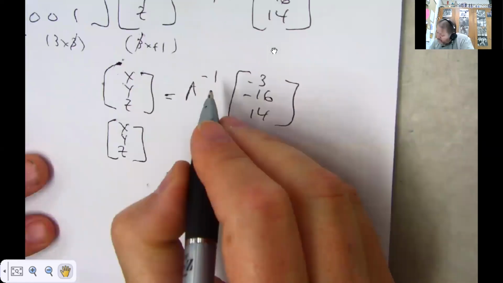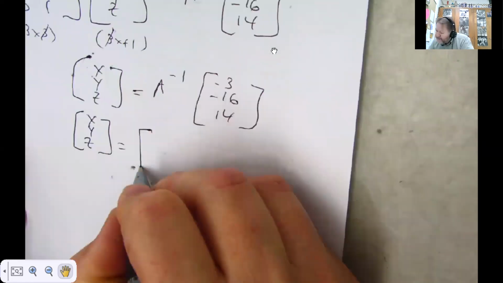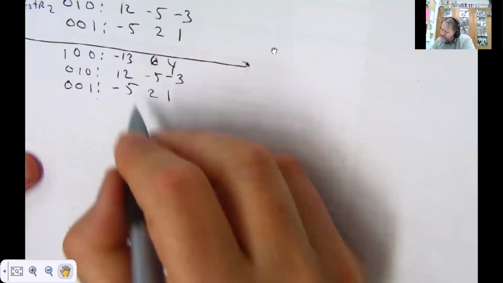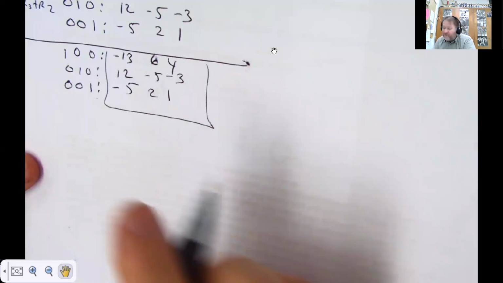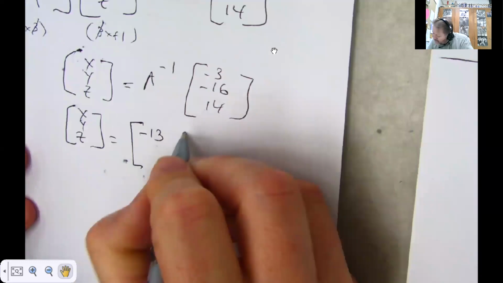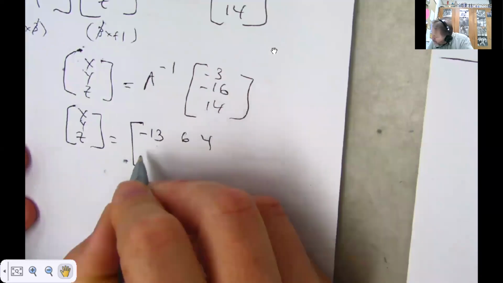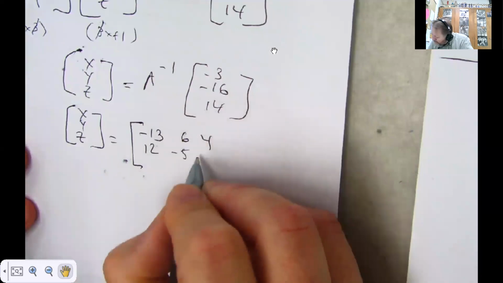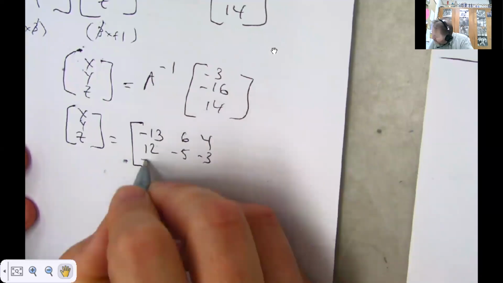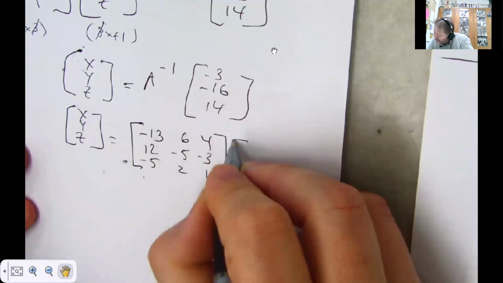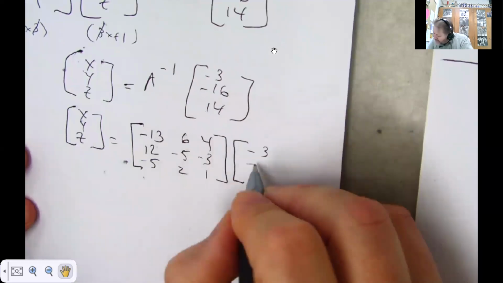So here we go. We're going to go A inverse, which is equal to negative 13. We just found it right here. I'll box it. So we're going to take that inverse matrix, which is negative 13, 6, 4, and 12, negative 5, negative 3, and negative 5, 2, 1. And we're going to multiply that by negative 3, negative 16, and 14.